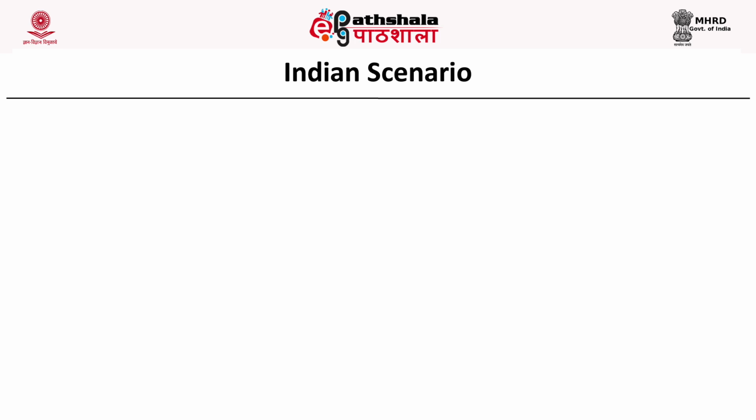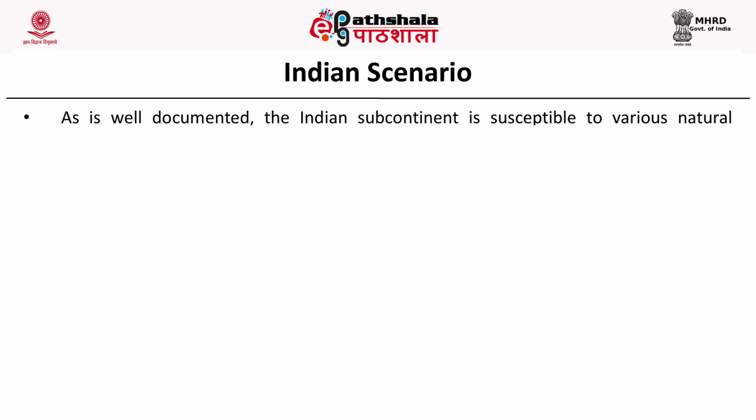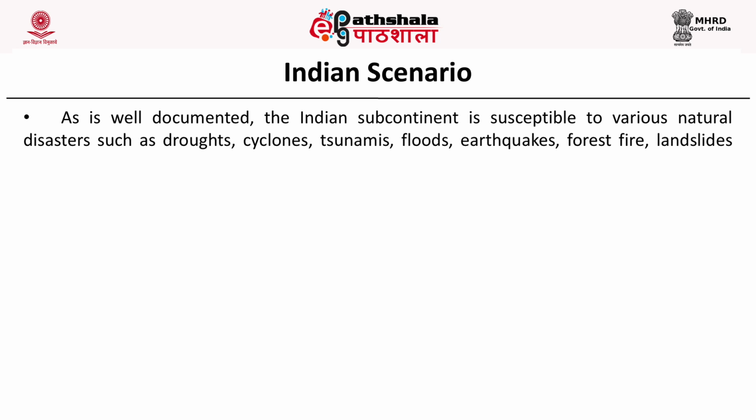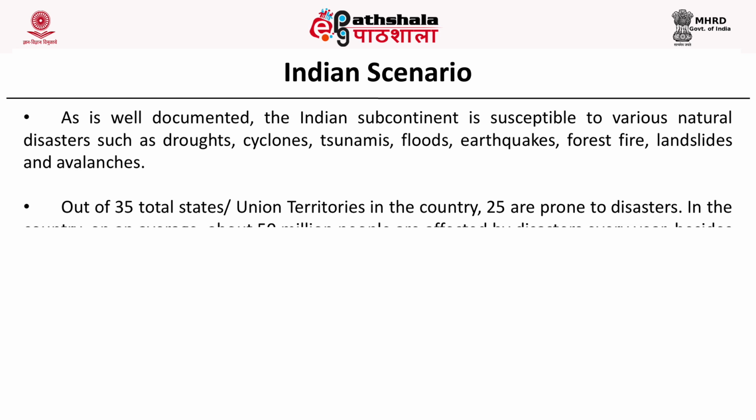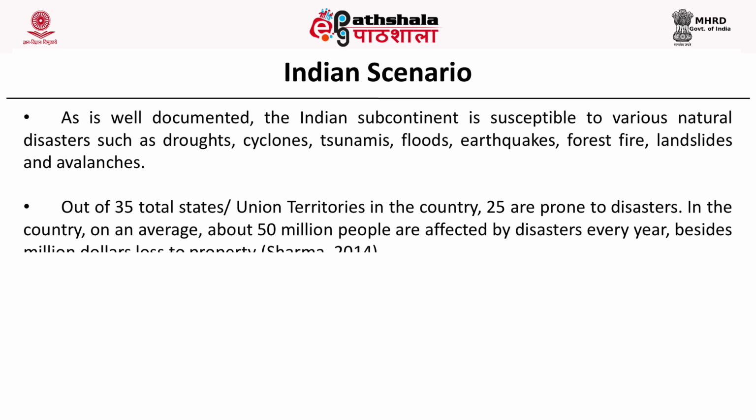If we look at the Indian scenario, the Indian subcontinent is susceptible to various natural disasters such as drought, cyclone, tsunamis, floods, earthquake, forest fire, landslides and avalanches. Further, out of the 35 total states and union territories in the country, 25 are prone to disasters. In the country, on an average about 50 million people are affected by disasters every year. Also, $1 million of loss of property occurs.